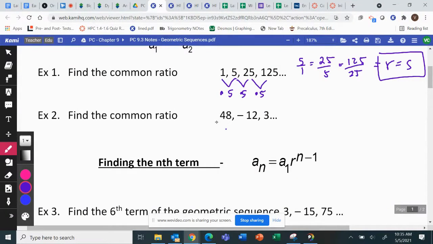Okay, so we can do negative 12 over 48, or we could do 3 over negative 12. These should all equal the same thing. So John, what'd you get? Negative 1/4 is correct. Good.